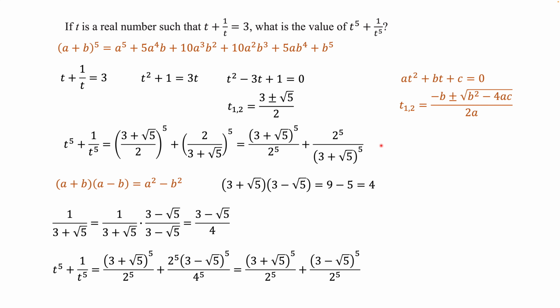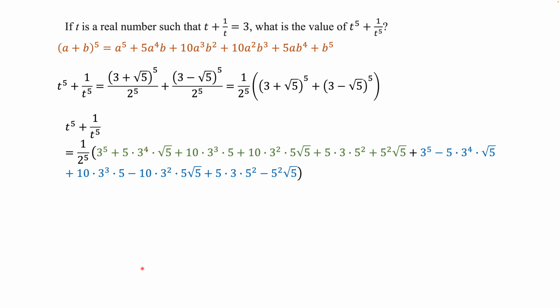Now, I'll leave it as an exercise, but I'm going to say one thing. If you put a minus sign there, all that's going to happen is these two terms are going to change their order. So the first term is going to be with minus, and the second term is going to be with plus. So what it tells us is that it doesn't matter whether t is (3 plus square root of 5) over 2 or (3 minus square root of 5) over 2. In both cases, we get the same answer. Okay? So from that point on, really, this is the only expression for t to the 5th plus 1 over t to the 5th power.